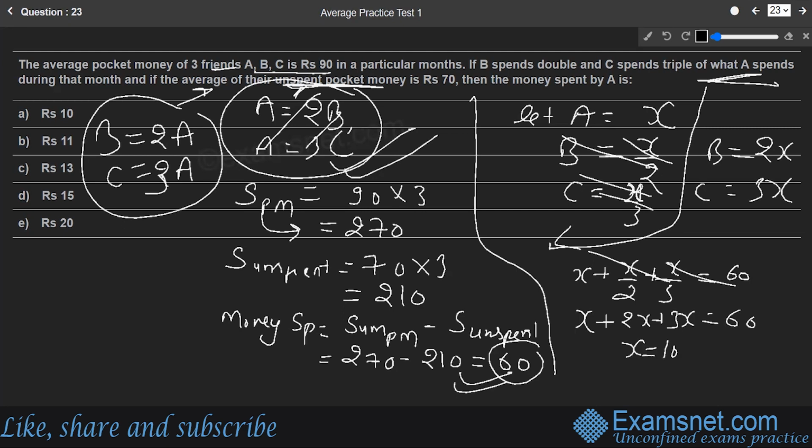X value comes out to be 10 rupees, and X is the money that has been assumed to be spent by A. So how much does A spend? A spent rupees 10. Let us see where it is available. It is available in option number A. So it becomes the right answer.